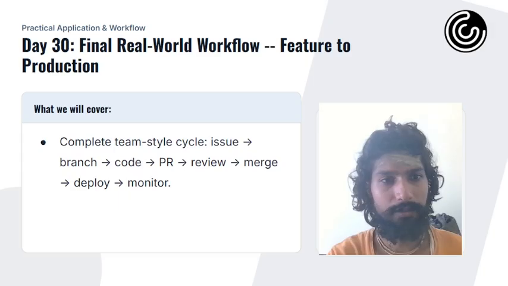Today, we will build one complete feature, a course inquiry form. We will not directly open the project and start writing code. First, we'll create a GitHub issue. Then we will create a separate branch, implement the feature, test it, push it, open a pull request, review the changes, merge the pull request, deploy the application, and finally test the live production URL. This is the complete life cycle of a real software feature.